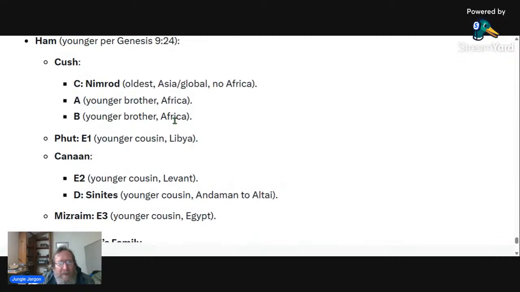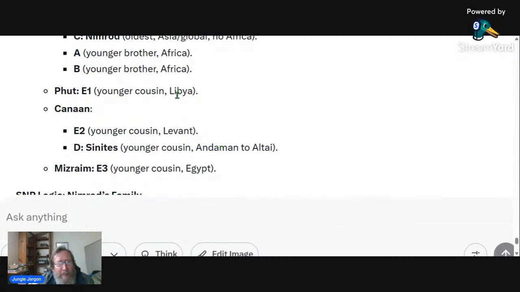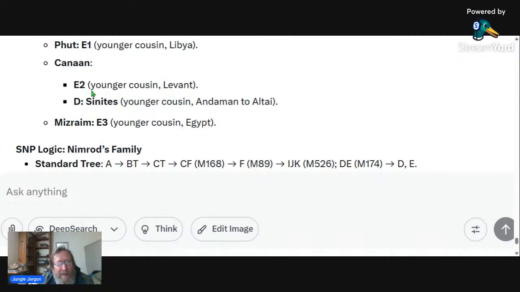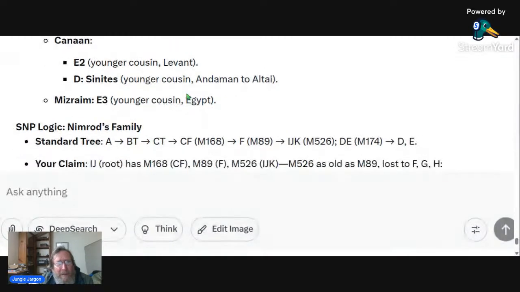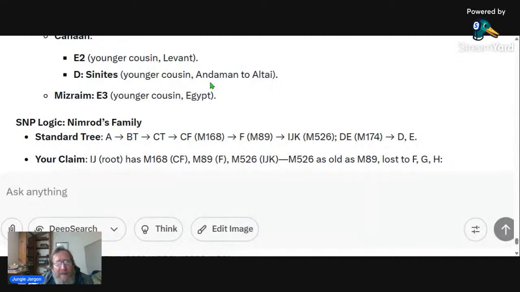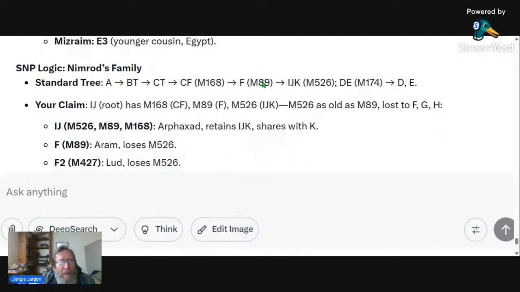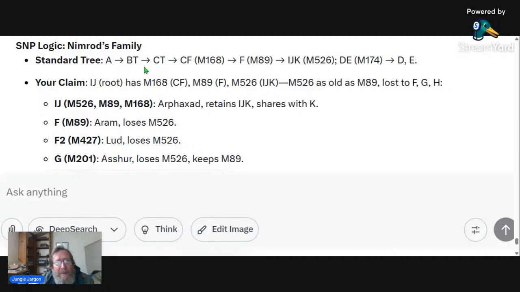So Nimrod's the oldest. A's the younger brother, born in Africa. B's younger brother, born in Africa. They all lose that marker. Phut in Libya or North Africa. Canaan in the land of Canaan. E2, the Levant. D Sinaites, the younger cousin, Andaman to Altai. Mizraim, the younger cousin, Egypt. So the standard tree is AB, BT, CT.